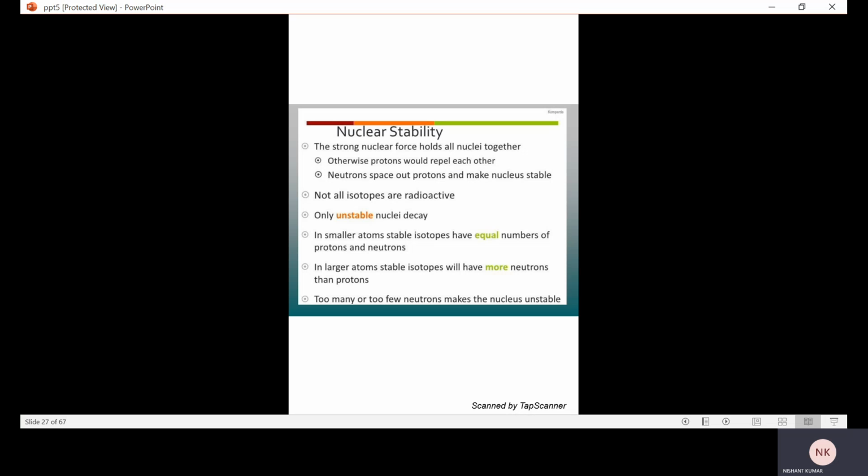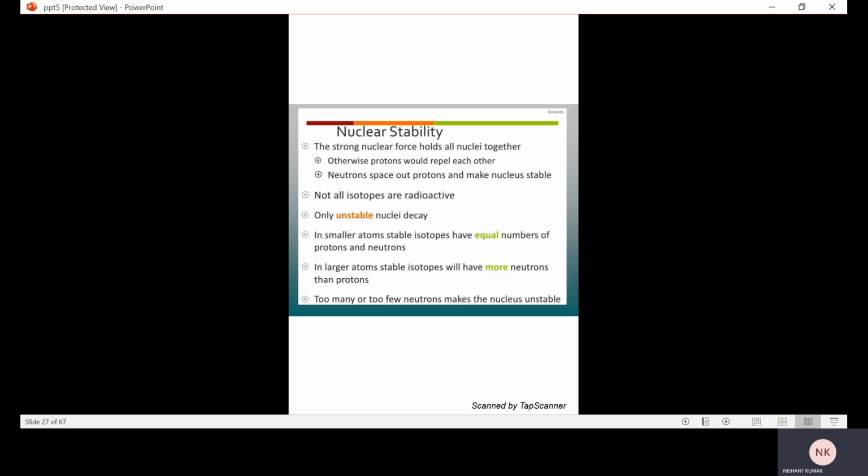The strong nuclear force holds all the nuclei together. Otherwise, protons would repel each other because protons are positively charged. This repulsion is caused by the electrostatic repulsion force. Neutrons space out protons and make the nucleus stable. Nuclei are stable because of their nuclear force. This nuclear force applies in a very short range of distance and does not depend on charge.